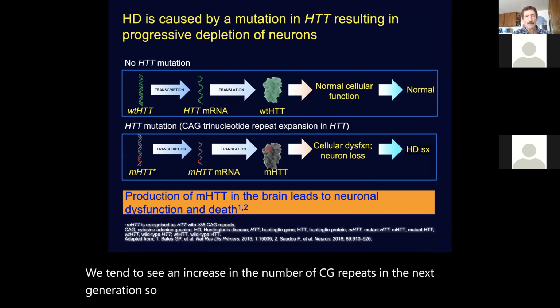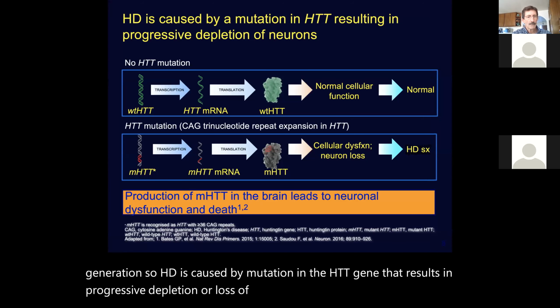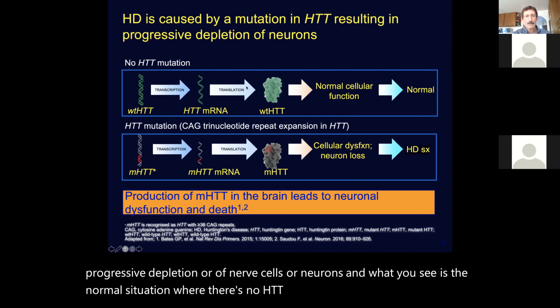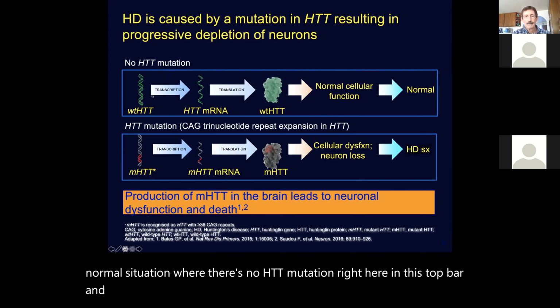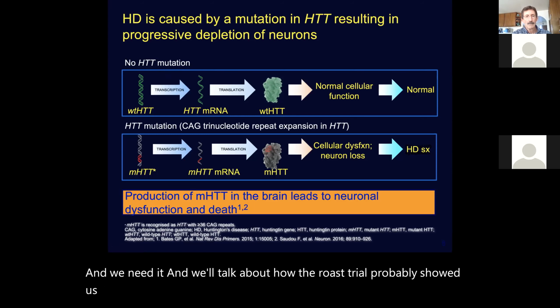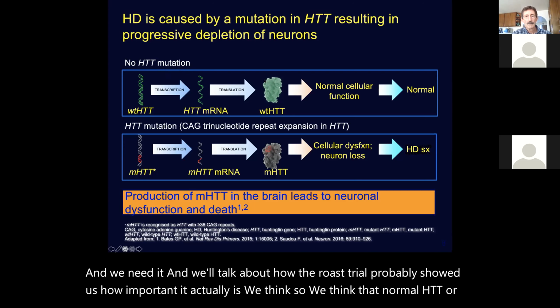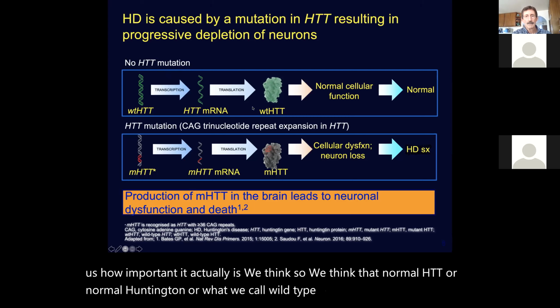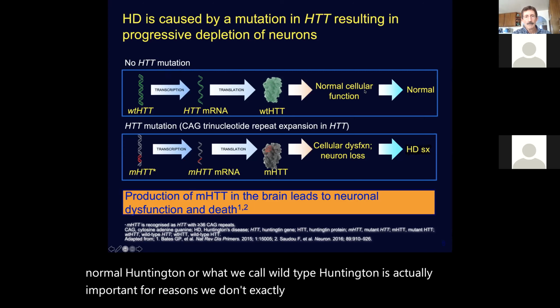So HD is caused by a mutation in the HTT gene that results in progressive depletion or loss of nerve cells or neurons. And what you see is the normal situation where there's no HTT mutation right here in this top bar. And it's important to realize that Huntington protein is actually a normal protein and we need it. And we'll talk about how the Roche trial probably showed us how important it actually is, we think. So we think that normal HTT, or what we call wild type Huntington, is actually important for reasons we don't exactly know, but somehow keeps the cells in the brain and in the central nervous system working well.